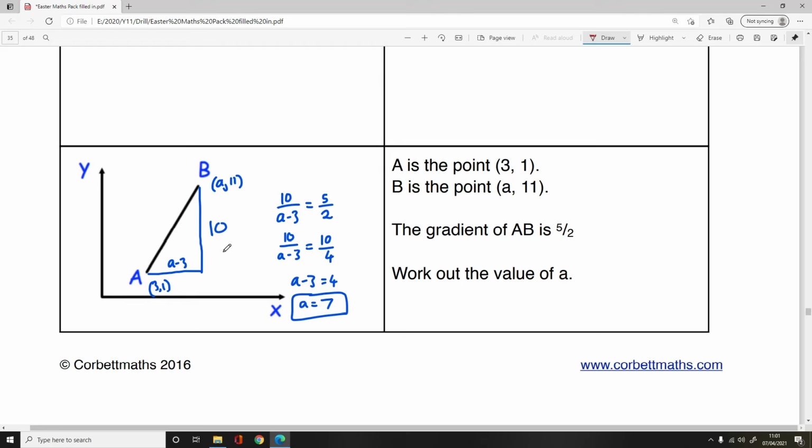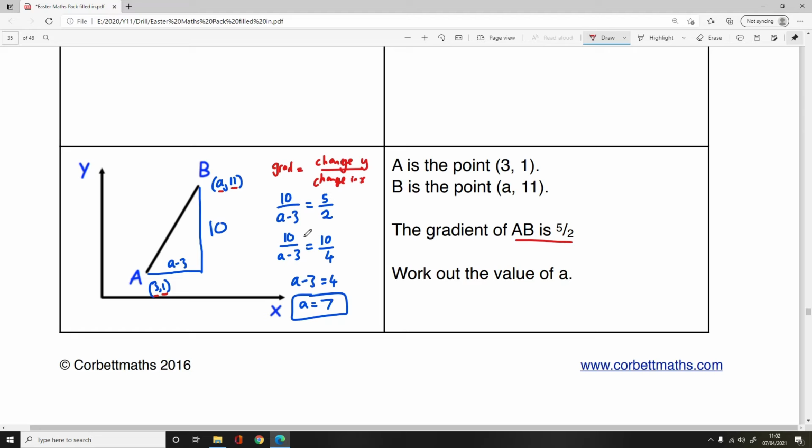The way that makes sense to me is to think about, well, what is gradient? Gradient is change in y over change in x. And we can almost see this on the graph already. We can see the change in y is 10 because it went from a point 1 to a point 11. We can see the change in x is a minus 3 because it's x2 minus x1, you could think about it. And that's equal to 5/2 because we're told that's what the gradient of the line is.